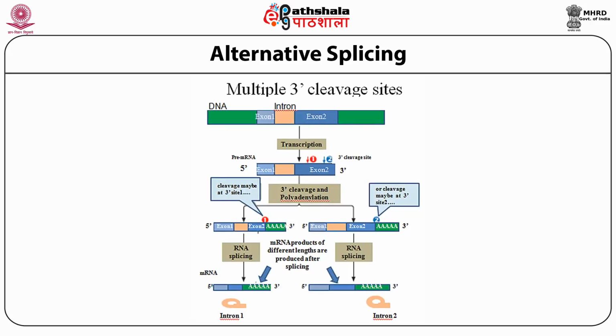Multiple 3' cleavage sites. The pre-mRNA has more than one potential site for cleavage and polyadenylation. The pre-mRNA may or may not code for different proteins depending on the placement of the site before or after the termination codon. 1 and 2 are 3' cleavage sites. Cleavage may take place at the 3' end of site 1 or the 3' end of site 2. Two mRNA products of different lengths are produced after splicing, intron 1 and intron 2 respectively.